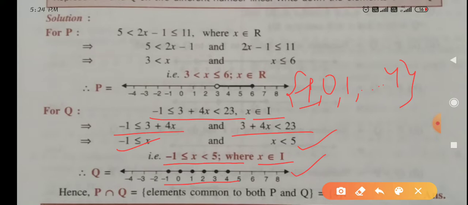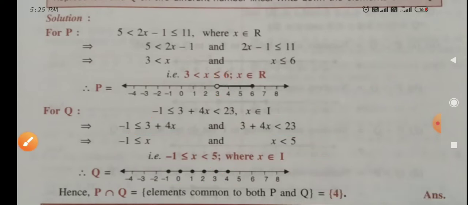Now you have to take the common portion, P intersection Q. From both number lines you can see what is common. 3 is not there in Q, here 3 is there, but 3 is not common. For 4, 5, 6, here 4 is there only, 5 and 6 are not there, so 4 is common in both. So 4 will be the intersection of P and Q. The answer is 4.